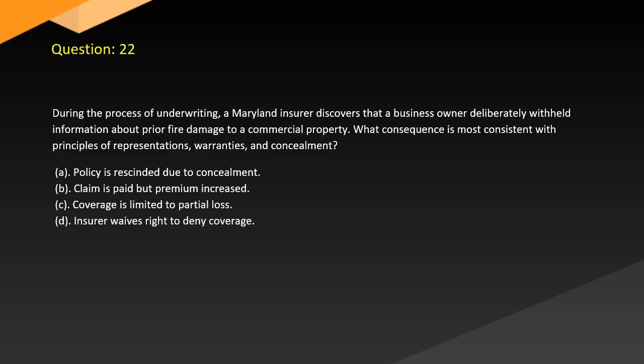Question 22. During the process of underwriting, a Maryland insurer discovers that a business owner deliberately withheld information about prior fire damage to a commercial property. What consequence is most consistent with principles of representations, warranties, and concealment? A. Policy is rescinded due to concealment. B. Claim is paid but premium increased. C. Coverage is limited to partial loss. D. Insurer waives right to deny coverage.